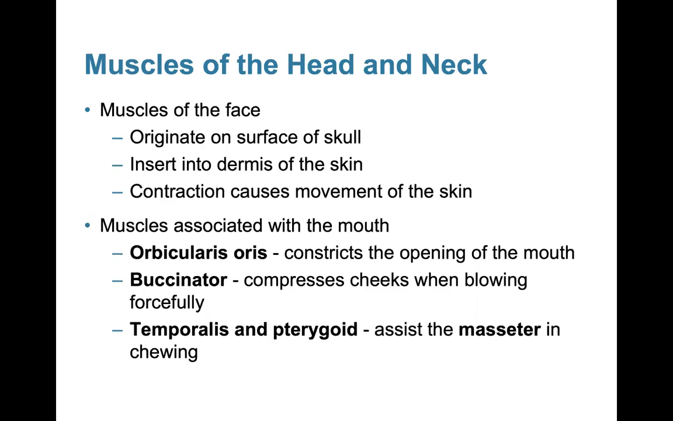Muscles associated with the mouth are the orbicularis oris. This constricts the opening of the mouth. The buccinator compresses the cheeks, such as when you're blowing forcefully or forming puckered lips. The temporalis and the pterygoids will assist the masseter in chewing. So the masseter is the prime mover in chewing. The temporalis and pterygoids will assist in chewing. So the muscles that are actually listed here in the text are the ones that you should know for quiz and test purposes.